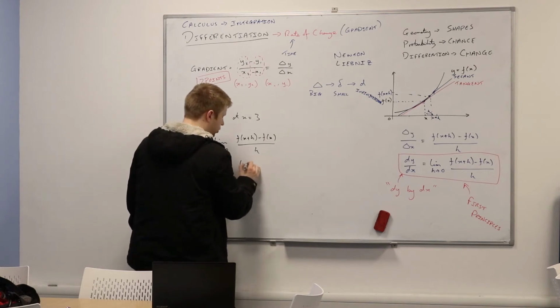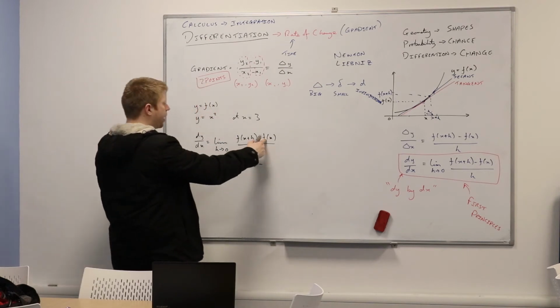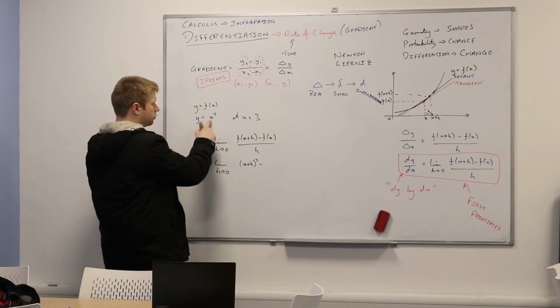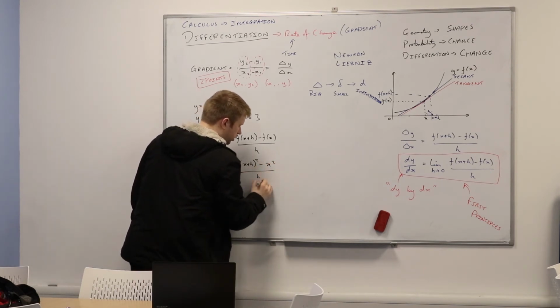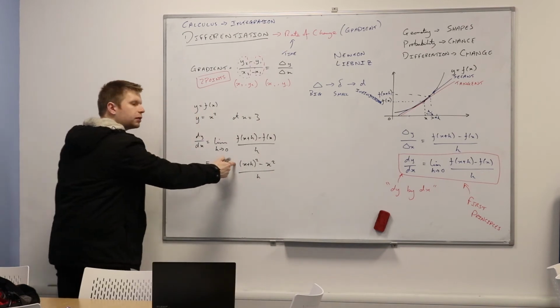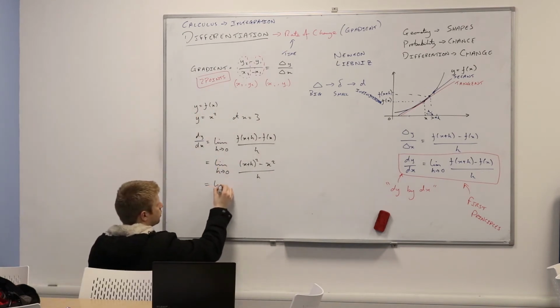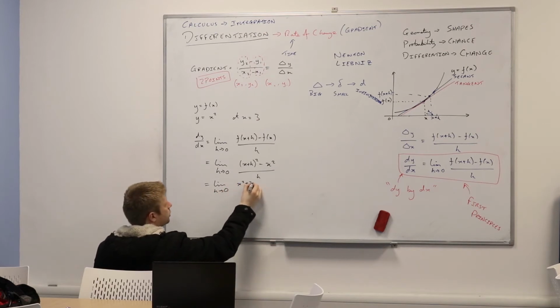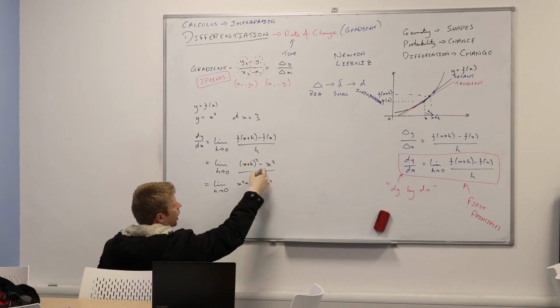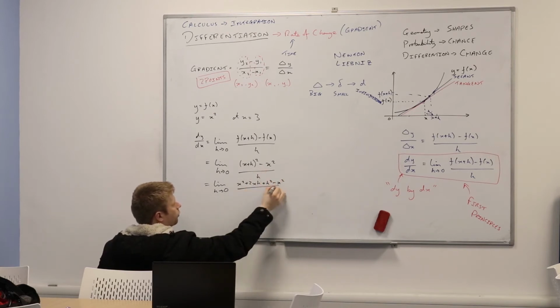So I'd have x plus h all squared minus f of x. What's f of x? Just x squared. All divided by h. Okay, let's think about this. What's x plus h all squared? x squared plus 2xh plus h squared. Good. Minus x squared, all divided by h.